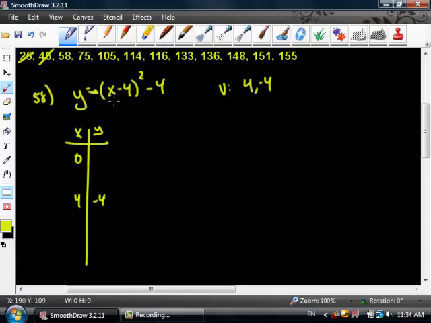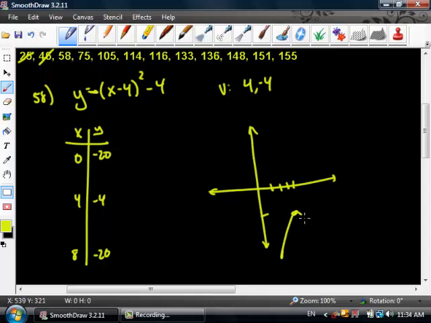Now 0 minus 4 is negative 4. Squared is positive 16. Negative is negative 16. Minus 4 is negative 20. Where else does the number negative 20 appear? Taylor? 8 is correct. And now you just do the whole thing like you've always done, and you'll get the answers that you always have. This thing is going to be facing downward like that.